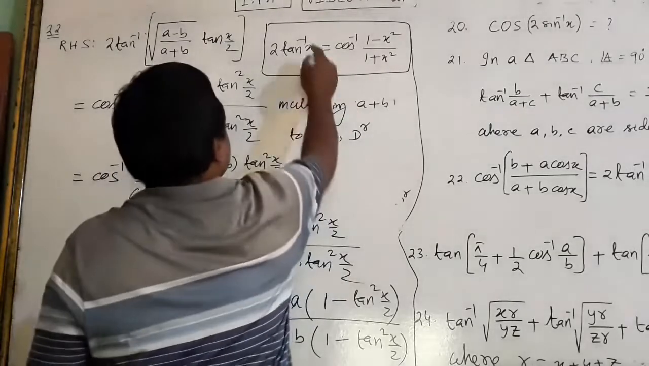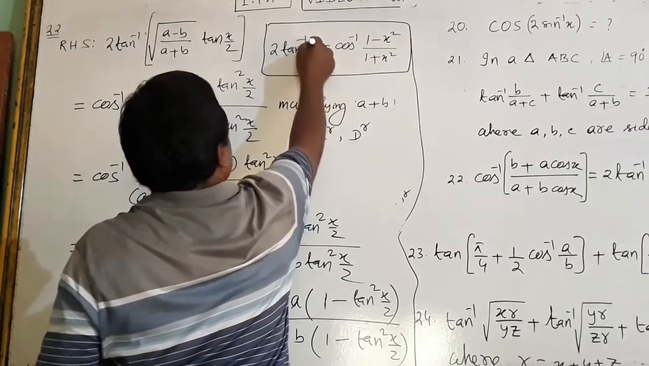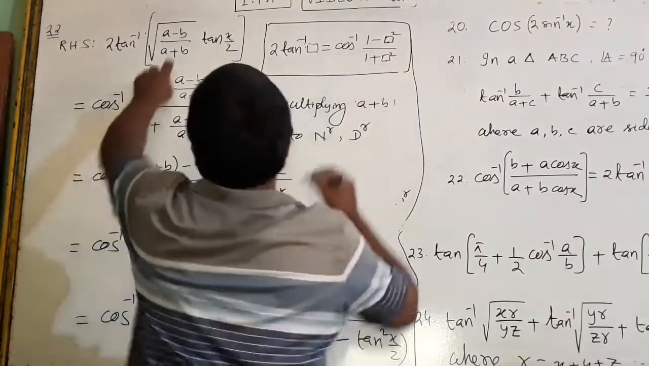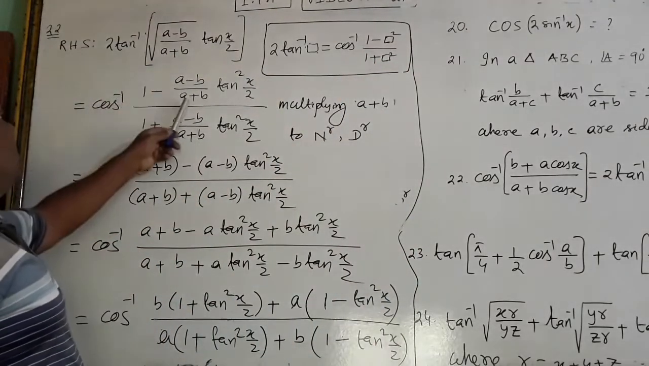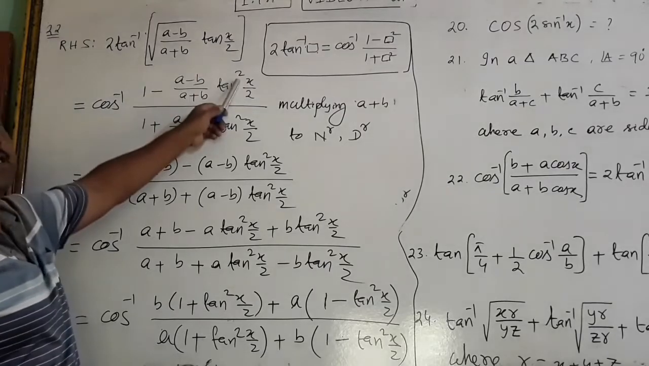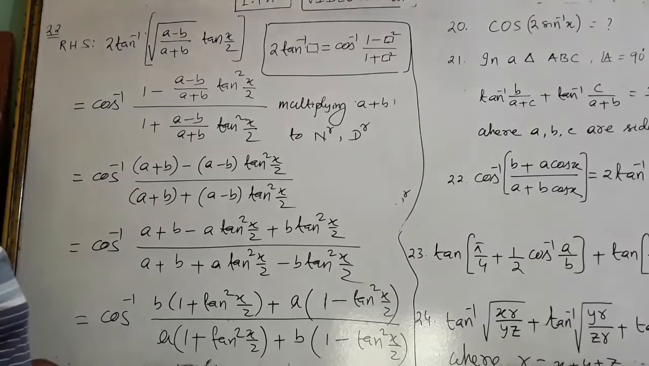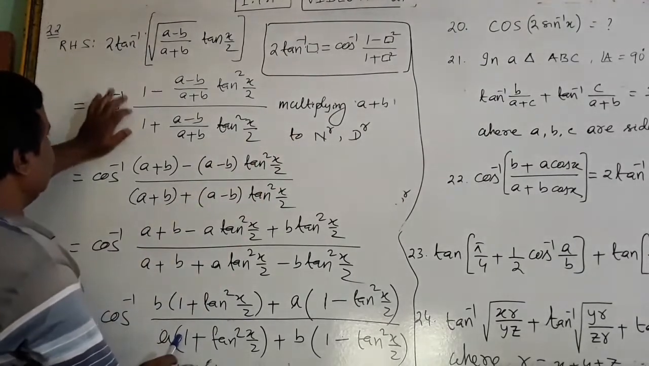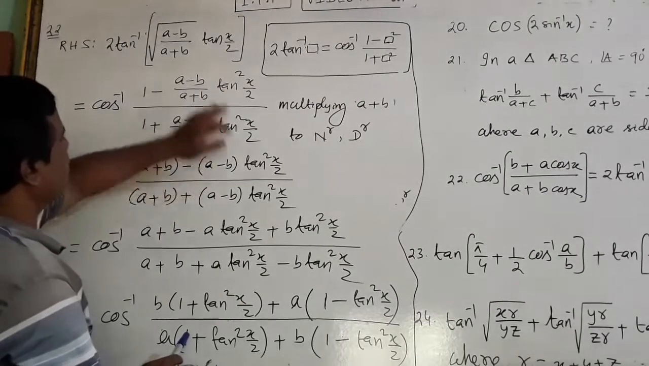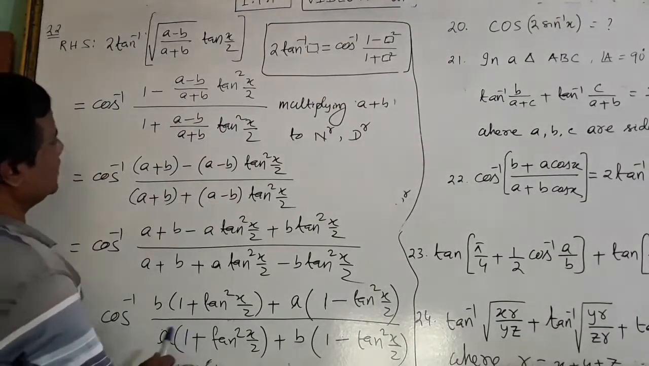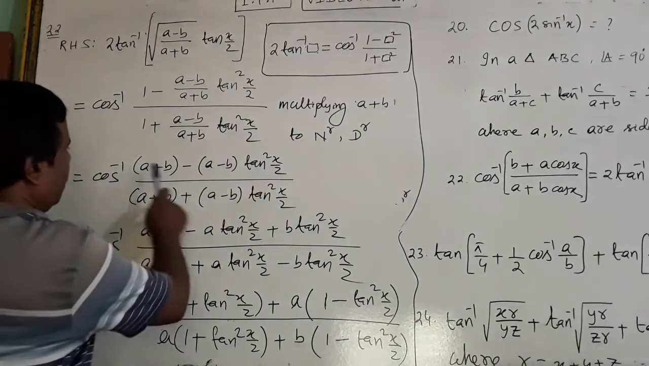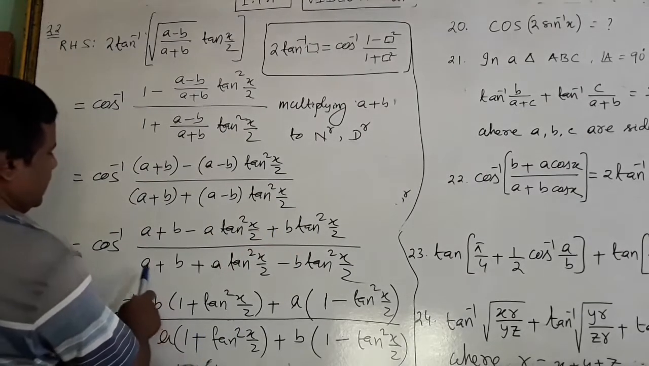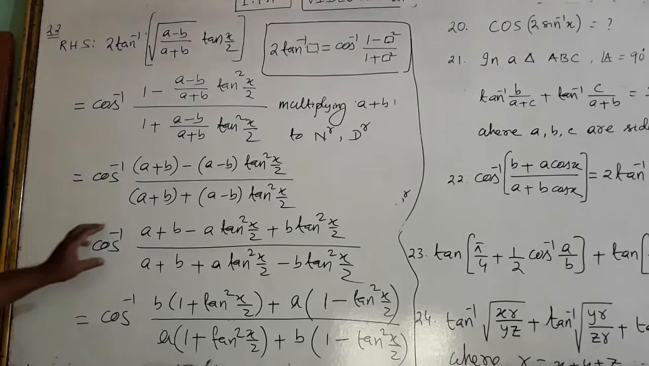Means whatever is written inside, you have to make the square of that thing. If you make the square of this, only the root will go, it becomes a minus b by a plus b into tan square x by 2. Similarly the denominator. Now, don't take LCM. Multiply a plus b to numerator and denominator. It becomes a plus b minus a minus b into tan square x by 2, and a plus b plus a minus b tan square x by 2. Just now open it: a plus b minus a tan square x by 2 plus b tan square x by 2. Similarly the denominator.